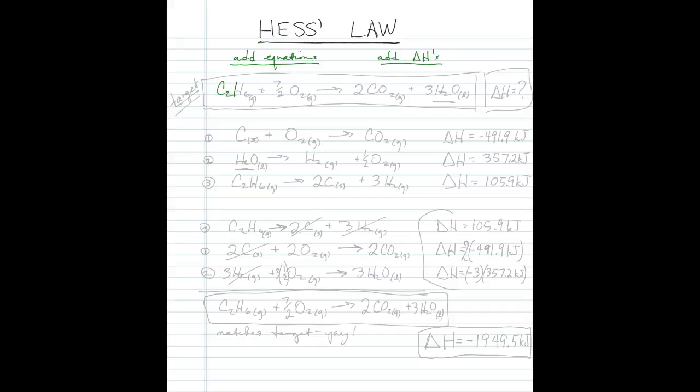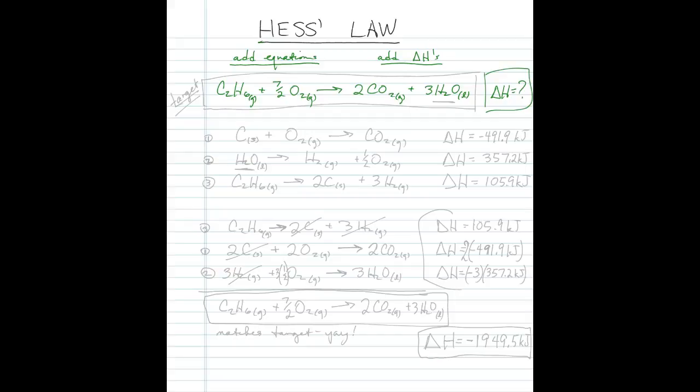Let's say we have C2H6, which is ethane, plus 7/2 of oxygen, and we want to find out how much energy we would get out if we made 2 carbon dioxides plus 3 waters. In this case, we're going to talk about liquid water, so we better label everybody else as well, because they're all gases. And the delta H for this, let's just say we don't know. But we want to know. We don't have any data for it.